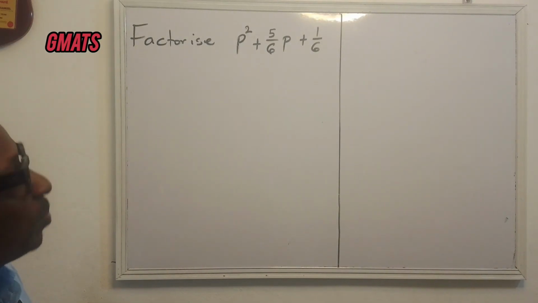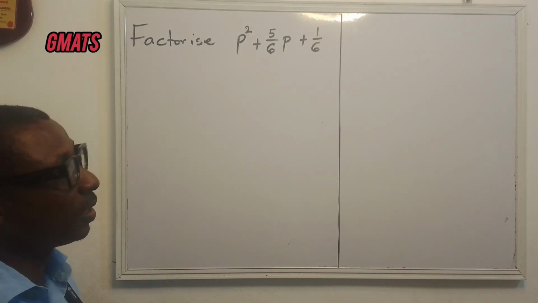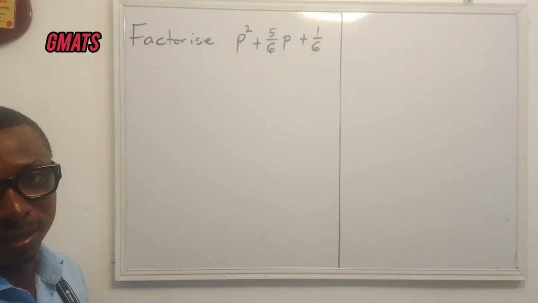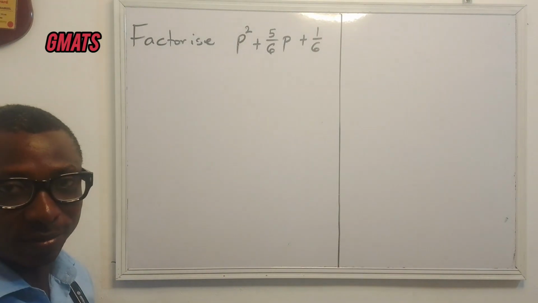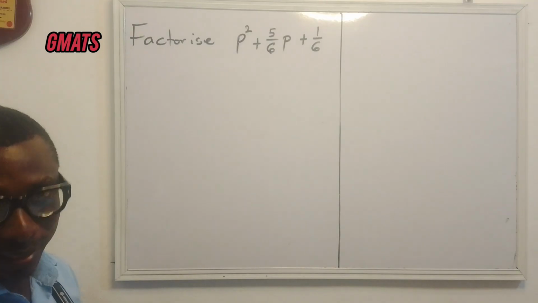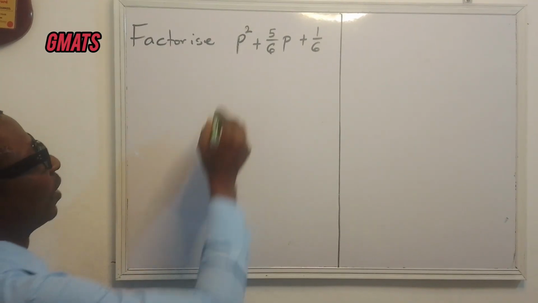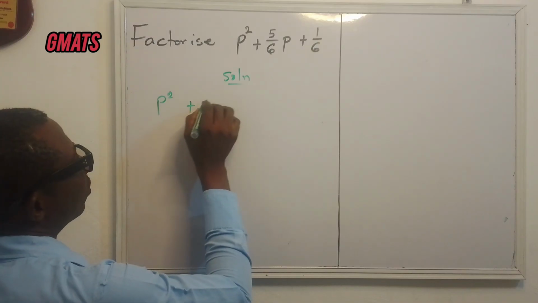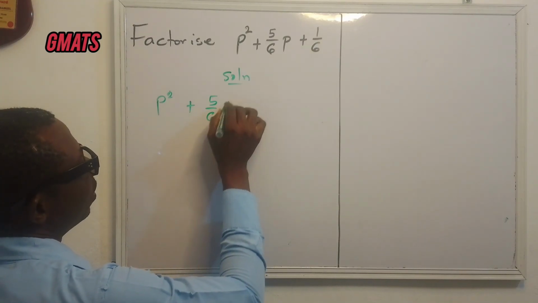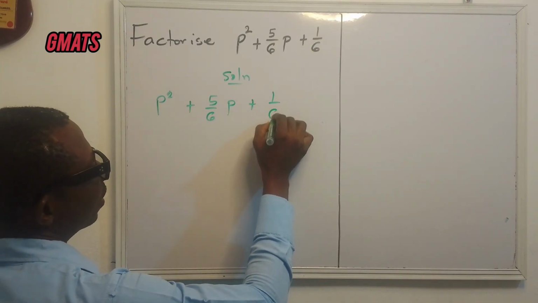I have a question for you on quadratic equations. You have to factorize p squared plus 5 over 6p plus 1 over 6. When you look at this problem, it looks as if it's difficult. No, let's see how to solve this problem. Now you have p squared plus 5 over 6p plus 1 over 6.